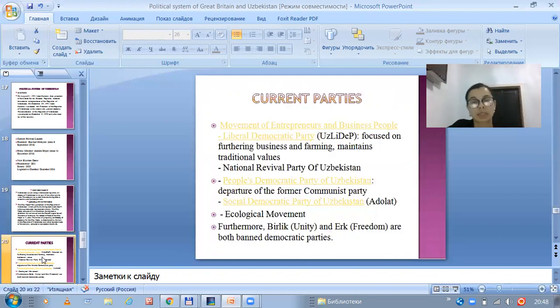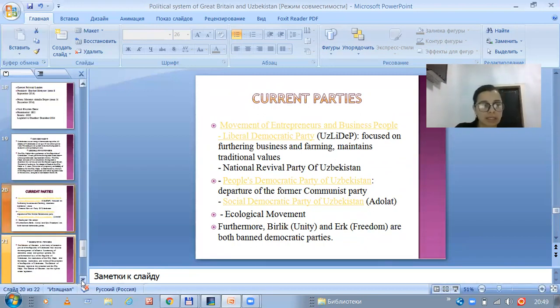Current parties. The Movement of Entrepreneurs and Business People; the Liberal Democratic Party of Uzbekistan, focused on business and farming and maintaining traditional values; the National Revival Party of Uzbekistan; the People's Democratic Party of Uzbekistan, the party of the former Communist Party; the Social Democratic Party of Uzbekistan, Adalat; and the Ecological Movement Party. Furthermore, Unity and Freedom are banned democratic parties.